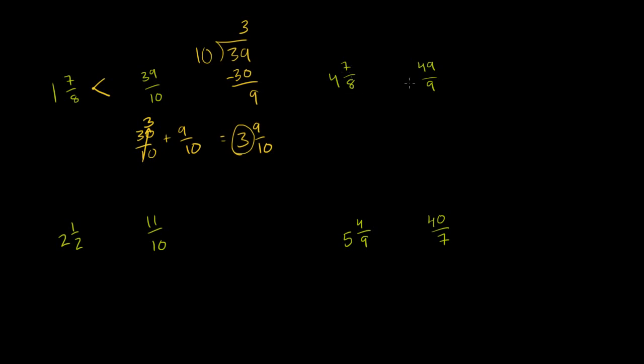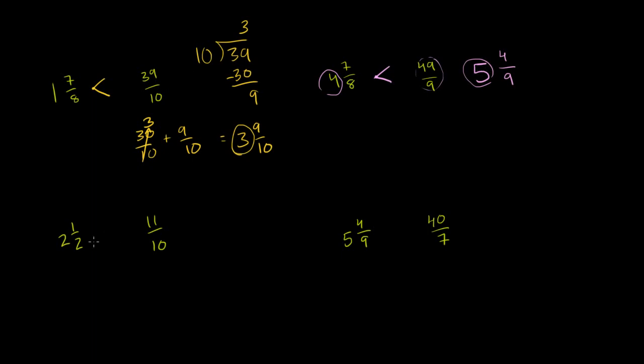4 and 7/8 versus 49 over 9. So let's convert this to a mixed number. 9 goes into 49 5 times. And 5 times 9 is 45. So the remainder is going to be 4. The remainder is 4. So this is 5 and 4/9. Once again, we can literally just look at the whole number parts. 5 is clearly larger than 4. So once again, less than. Point facing the smaller number, opening facing the larger number.